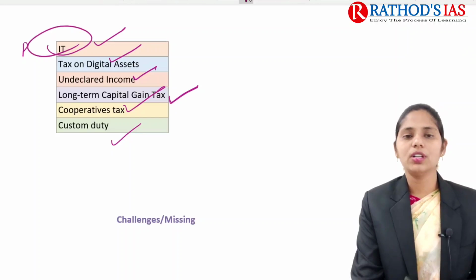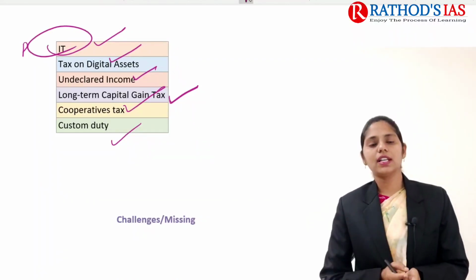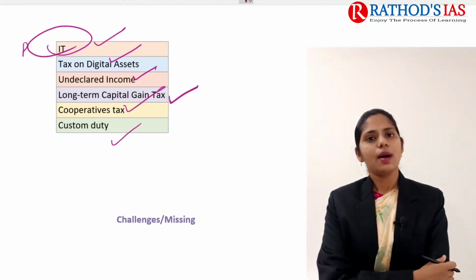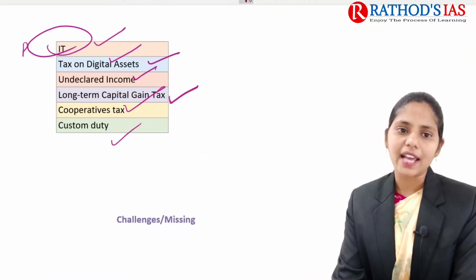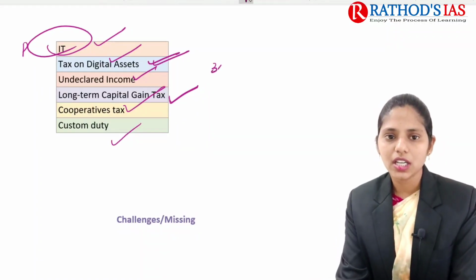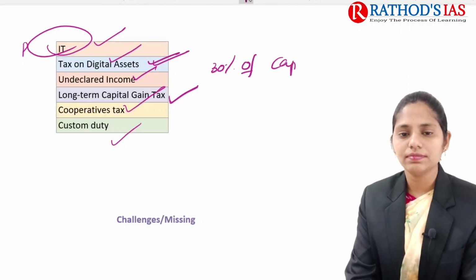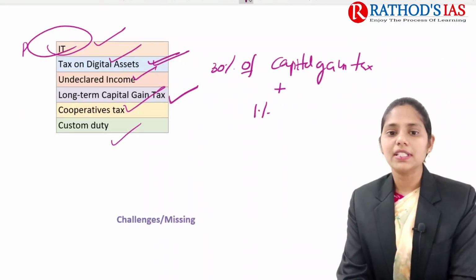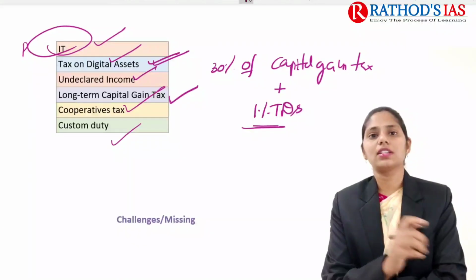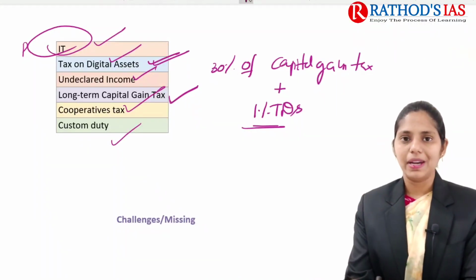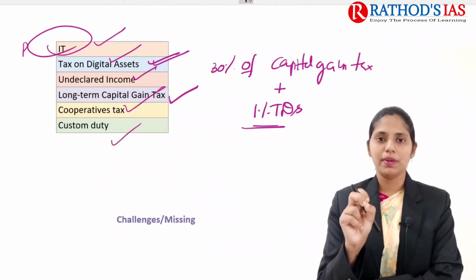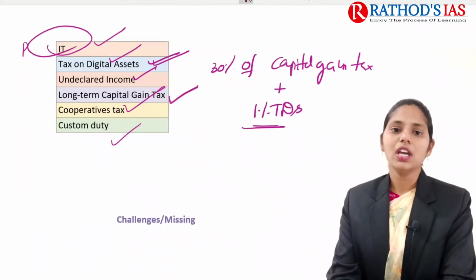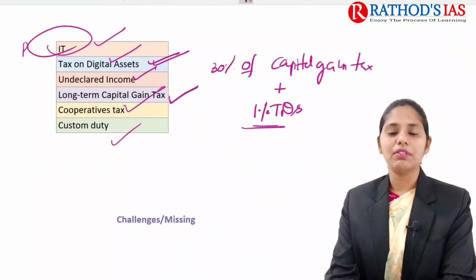If you are talking about personal income tax, in this budget there is no proper change. We can say that there is no change in personal income tax. If you are talking about tax on digital assets, here there is 30% capital gains tax plus 1% TDS, that is tax deduction at source. Where they are receiving payment, 1% tax will be deducted by the people who are giving it, and that 1% will be paid to the government. Okay, and that TDS can be filed later on.